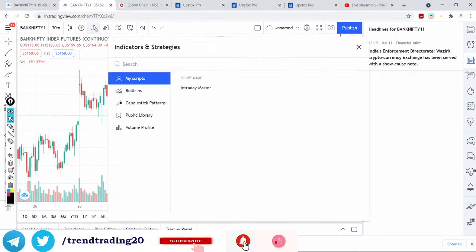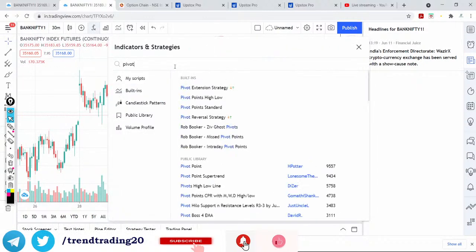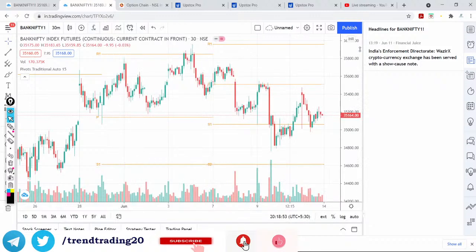I'm just going to the indicators and searching for pivot points. You can see pivot standard here. You can also search for pivot points in your broker terminal. If you search, you will get it. I have added the pivot point standard here. I will also show it in the broker terminal, but for easy understanding, I'm doing it here in the TradingView platform.